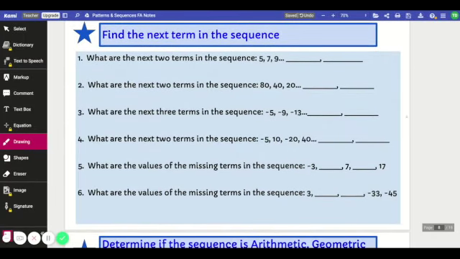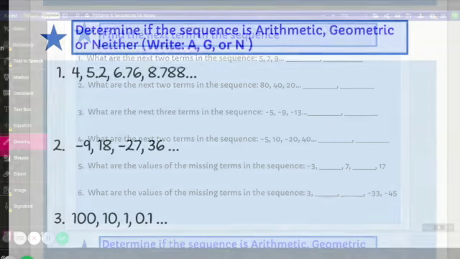All right. Here's some practice. Find the next term in the sequence. Number 1, what are the next 2 terms in the sequence of 5, 7, and 9? What you're going to do is you're going to go to your copy of this Google slide, and you're going to put your answers in here. Okay, you can use the text box to do that.